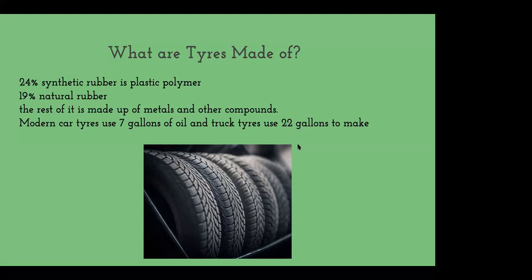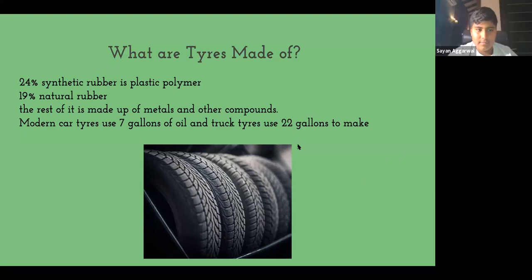Okay. What are tires made of? 24% synthetic rubber, which is a plastic polymer, 19% natural rubber. The rest of it is made up of metals and other compounds. Modern car tires use 7 gallons of oil, and truck tires use 22 gallons of oil to make.